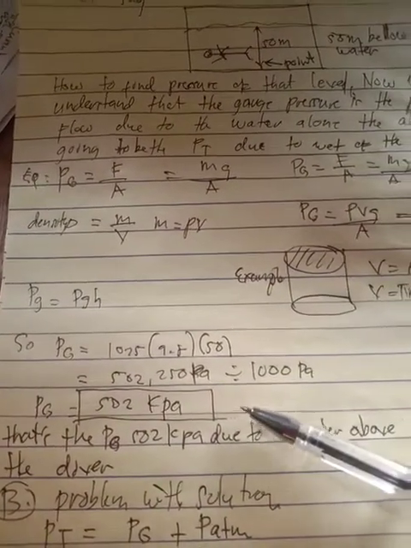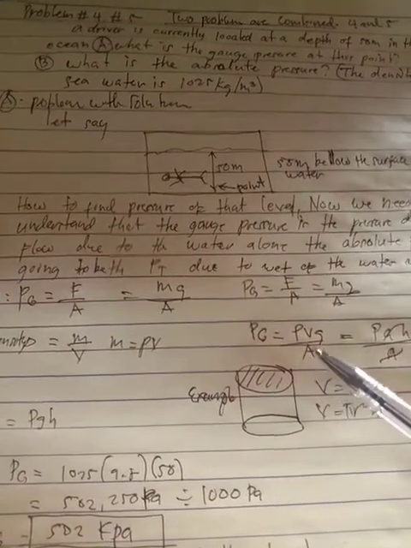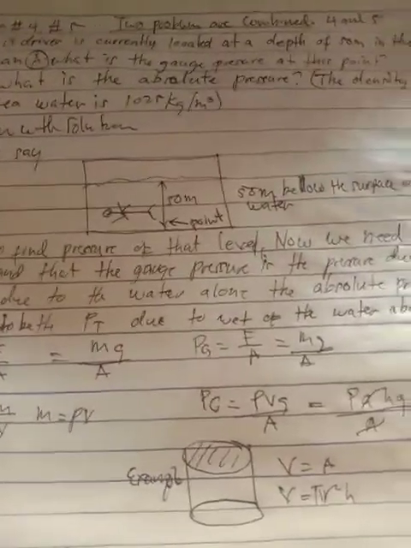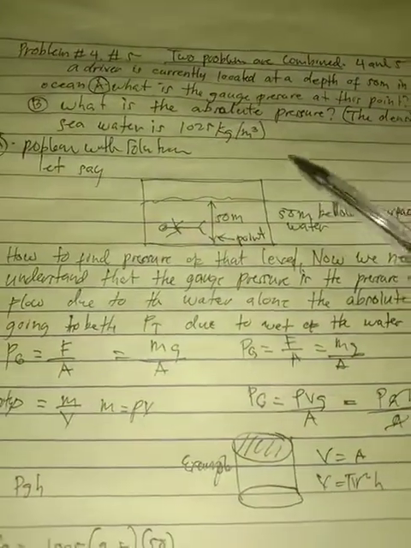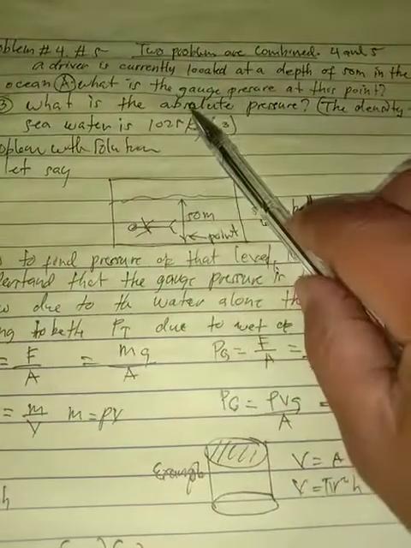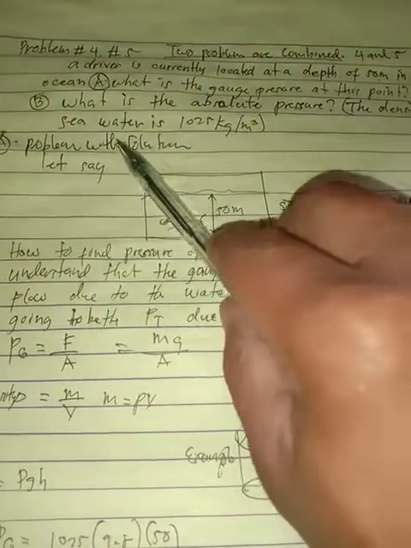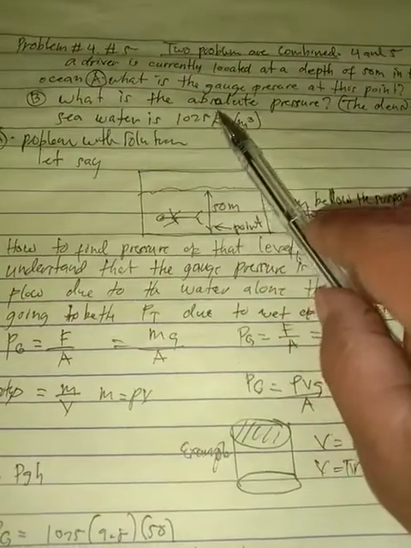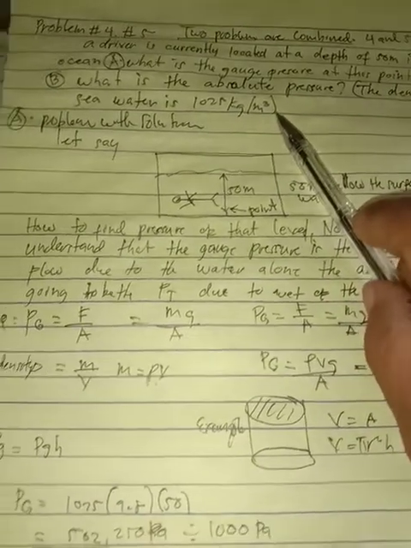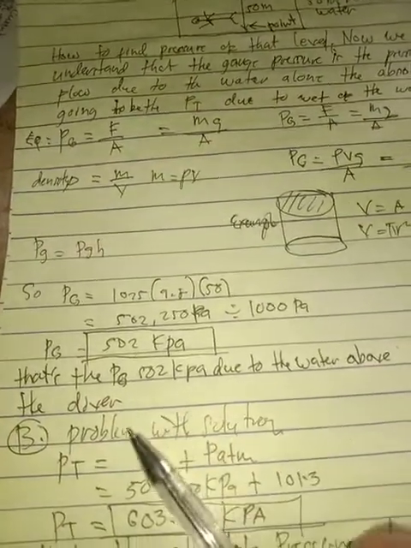The next problem is problem number 5. It is the same problem but a different question. Here is question number 2: what is the absolute pressure? The density of the seawater is 1,025 kilograms per cubic meter. Now we are going to solve this problem with solution.